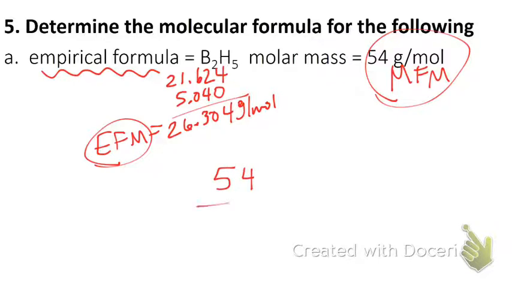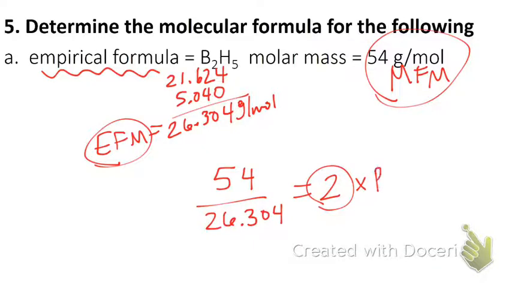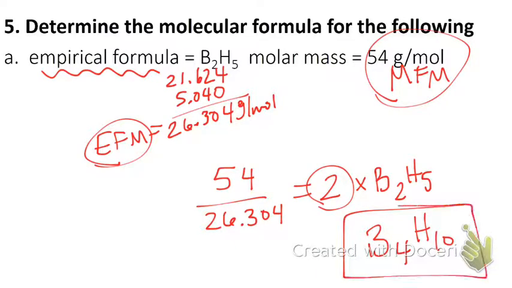Just time to divide. And you might already start to look at this and be like, oh, 54 divided by 26. That's 2. It sure is. So 2 times that empirical formula gets me B4H10 as my molecular formula. So that's my final answer.